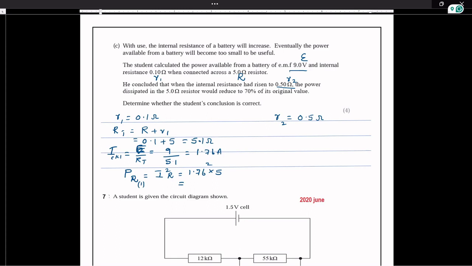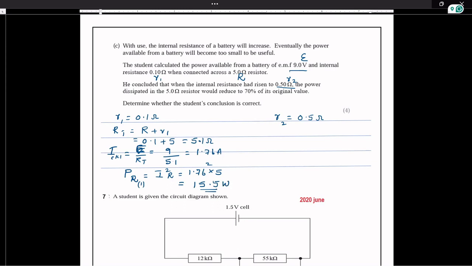When the internal resistance had risen to 0.5, what is the power dissipated in the 5 ohm resistor? On calculation, 1.76 squared times 5 gives an answer of 15.48. So 15.5 watts.